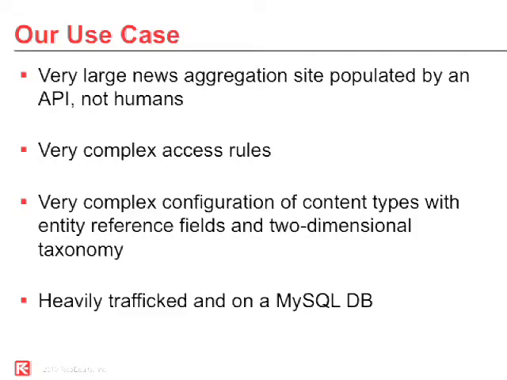Our use case was a very, very large news aggregation site, populated by an API. They publish about 1,300 nodes a day between the hours of roughly 6 a.m. and maybe 3 p.m. They had extremely complex rules in terms of what content was supposed to go where, part taxonomy driven and part field value driven. We had very complex content types with lots of entity references, including a two-dimensional taxonomy system, and we put it all on a MySQL database. So we were very concerned about how we were going to pull this off.